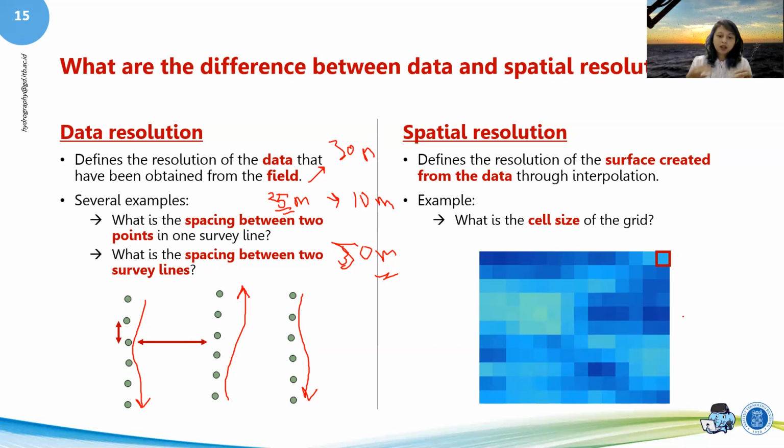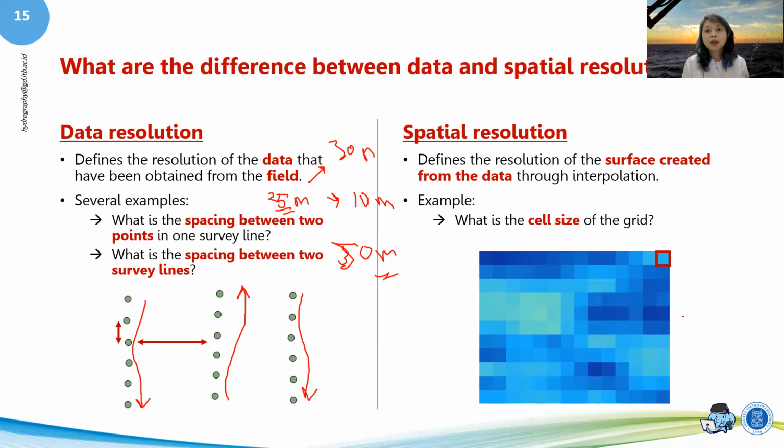When you are faced with the other way around, the case is basically you've got a surface already, you've got a DEM, then you would ask, what is the cell size of the grid? That's basically your spatial resolution. It doesn't necessarily mean that that is your data resolution. Okay, so you need to understand the difference between them so you can see any case from here on.